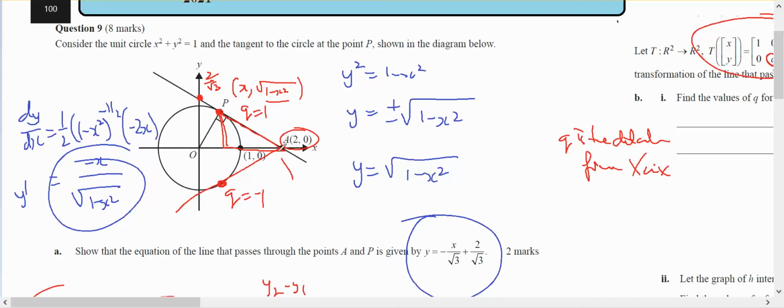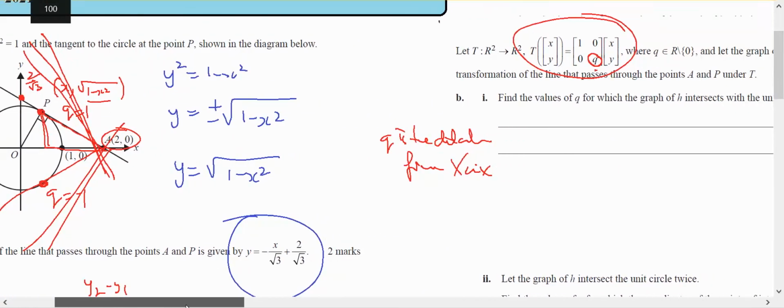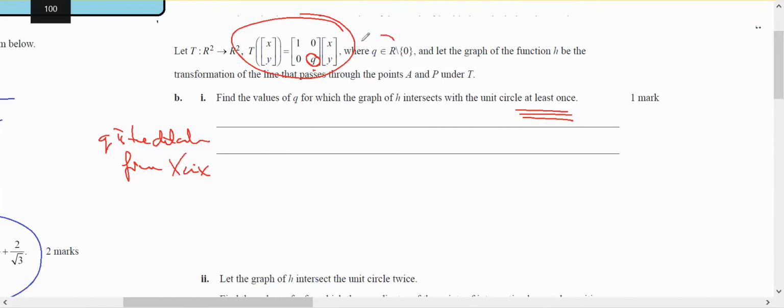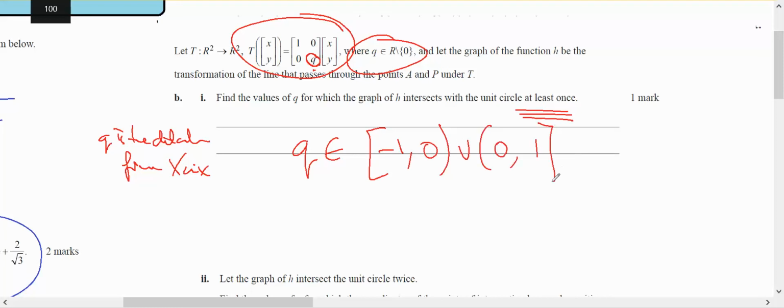When Q is bigger than 1, we have a higher dilation. And when Q is smaller than negative 1, so Q's got to be in between negative 1 and 1, but it can't equal 0. So Q is an element of negative 1 to 0, union 0 to 1. Inclusive because that's when it touches.